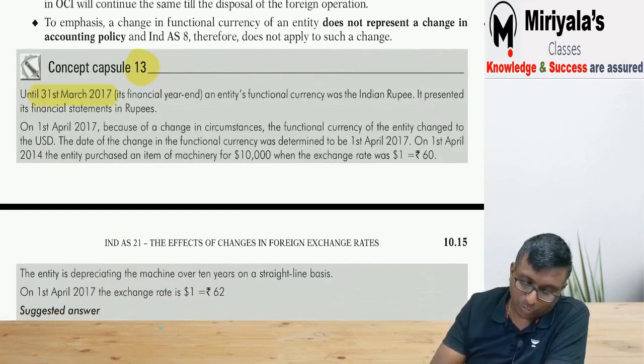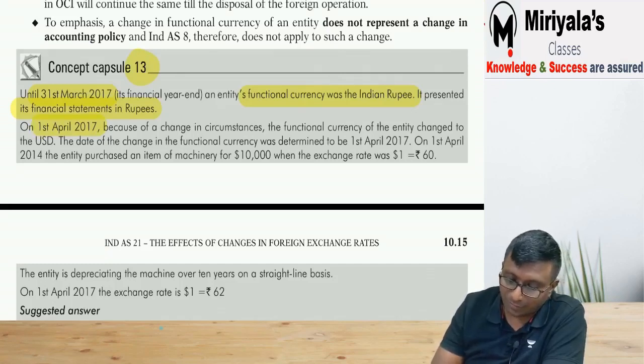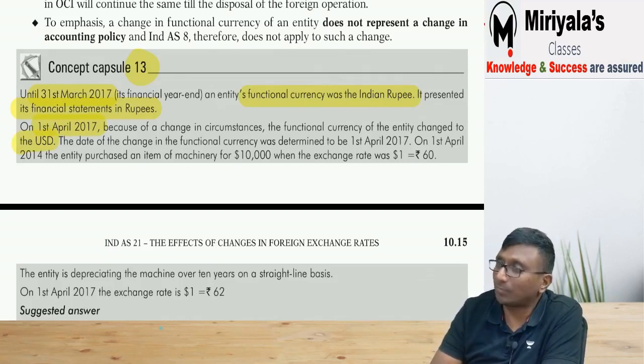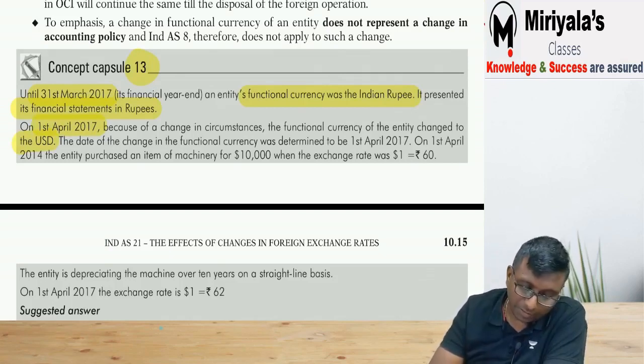Until 31st March 2017, an entity's functional currency was the Indian rupee. It presented its financial statements in rupees. On 1st April, because of a change in circumstances, the functional currency of the entity changed to USD. The date of change of the functional currency is 1st April.